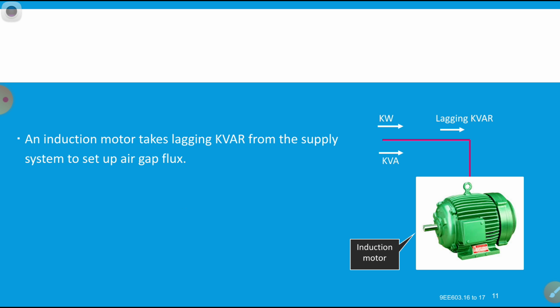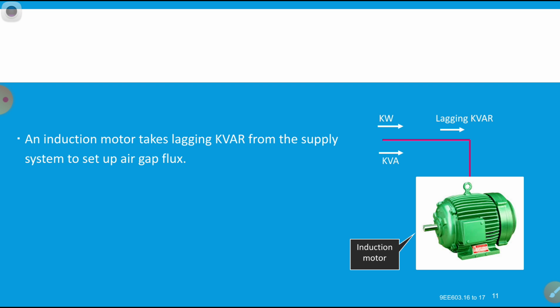The induction motor. The induction motor always, the inductors always draw the lagging power factor. Let us assume this motor is drawing current. This is rated at, for example, a 10 HP induction motor. It is drawing the active power in kilowatts from the supply, the apparent power in kVA, and reactive power in kVAr also from the supply. So what is the kilowatts, what is the kVA, what is the kVAr? Active power, reactive power, apparent power drawn from the supply.